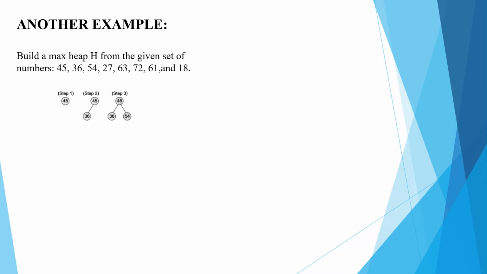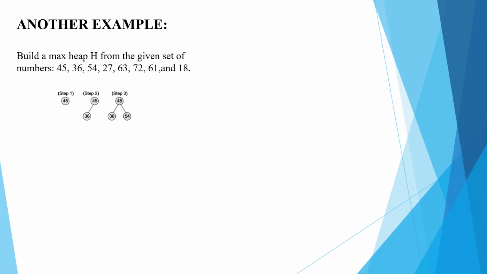So in step 1, we are inserting the first element 45. Step 2, we are inserting the second element 36. When we insert a new element, we have to compare it with the parent element in order to see if there is any violation of the max heap property. If there is a violation of the max heap property, we have to rectify it by swapping the values.